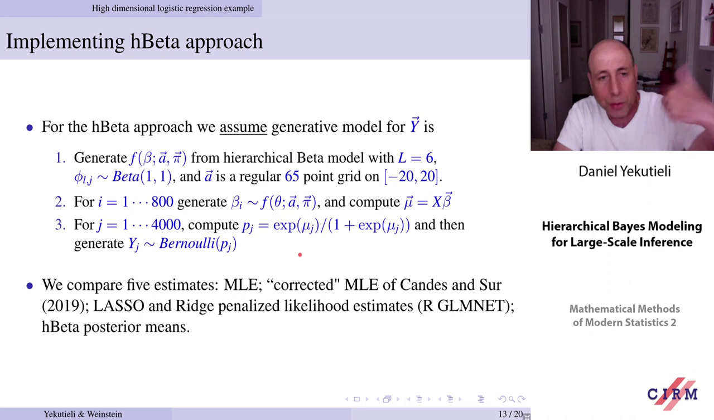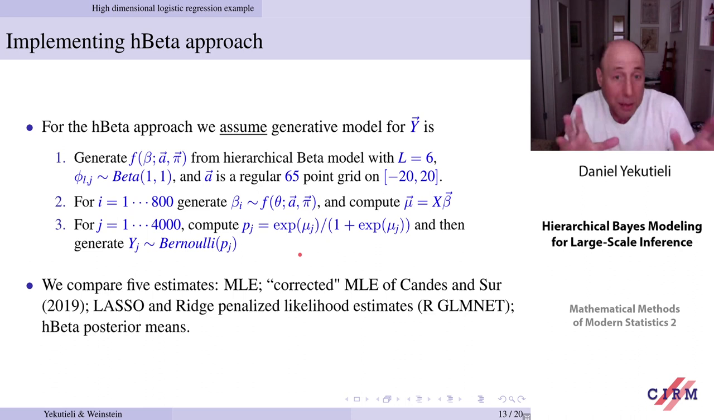It is a frequency simulation, where we hide the fact that we know the actual values of beta, and the only thing we plug into our machine is the vector of 4,000 y's, which are either 0 or 1. And we'll compare five estimates: the MLE, the corrected MLE of Candès and Sur, Lasso and Ridge regression penalized likelihood estimates from the R glmnet package, and our H-beta posterior means.